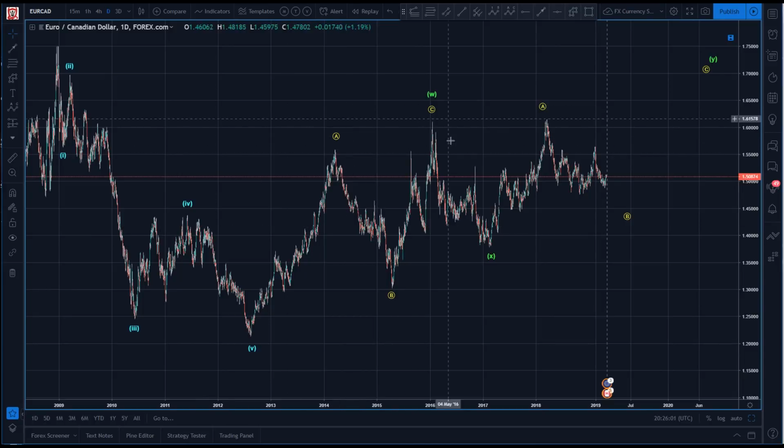I don't know that it really matters at this point. I've got a C here, so it's not unreasonable to think we're going into a complex correction. So there would be an X, here would be an A. So do we have the makings of an ABC going in here?